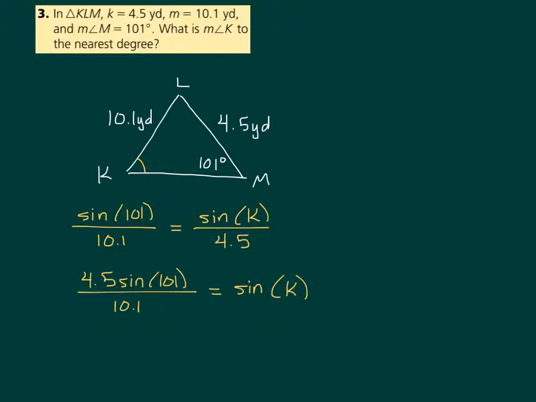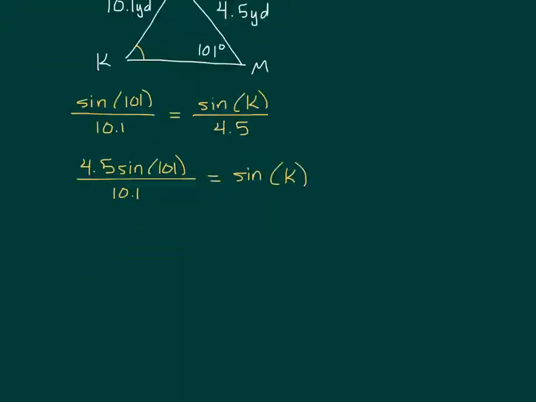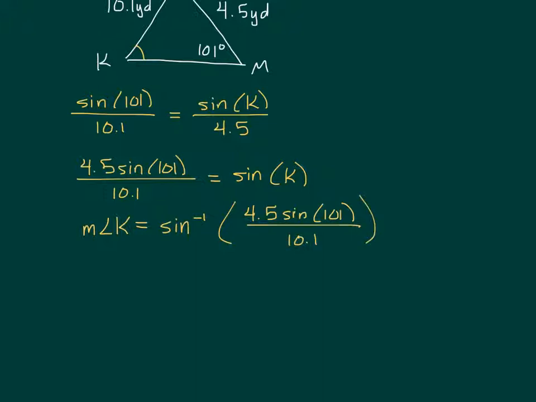At which point we know we have to utilize what? So at this point we know the measure of angle K is going to be the inverse sine of 4.5 sine 101 over 10.1. And they ask for it rounded to the nearest degree, which is what? 26 degrees.